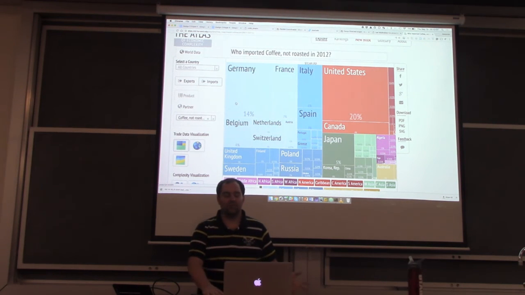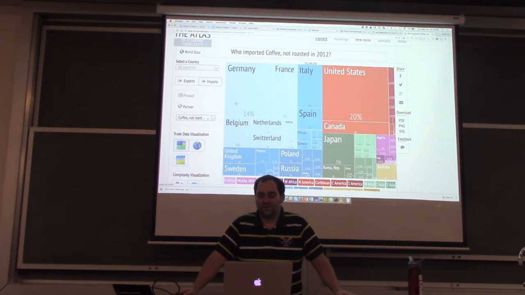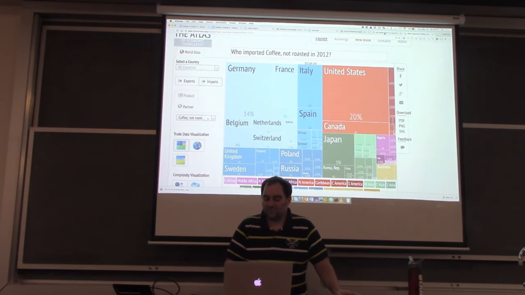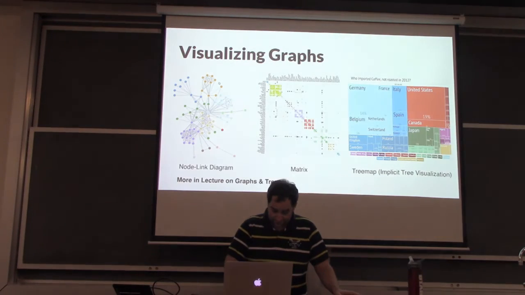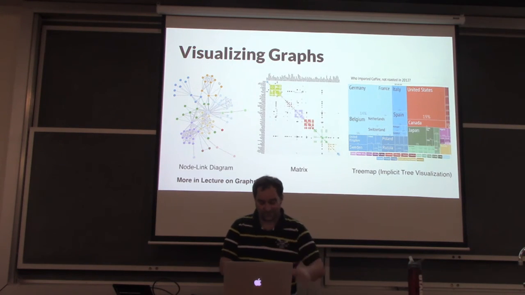And homework 4 will actually have a very simple tree, just a tree that you would expect, a node-link tree. More about all of this in the lecture on graphs and trees.